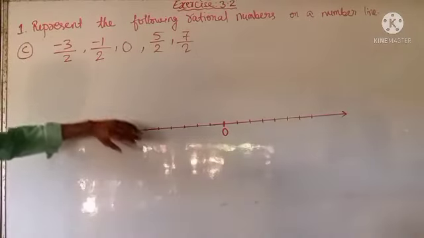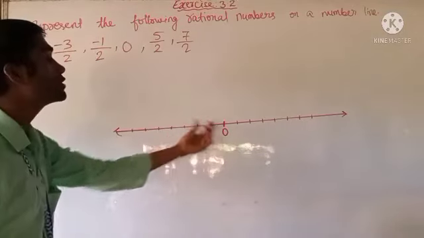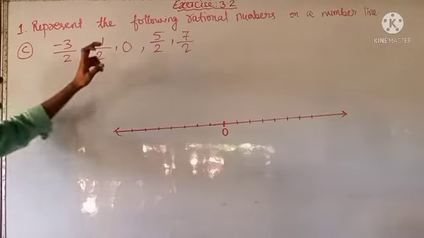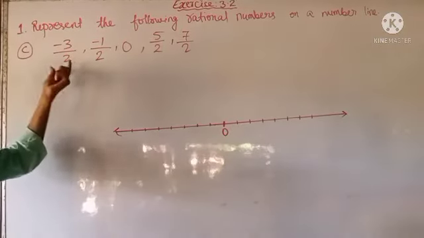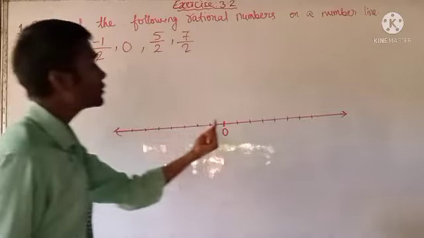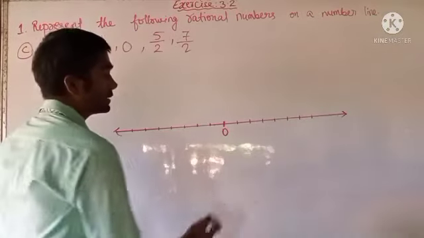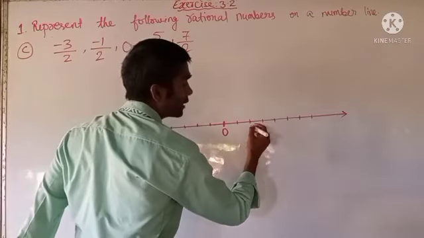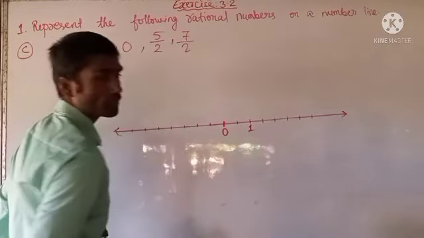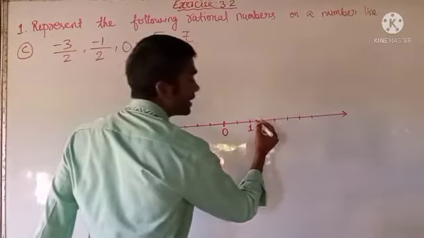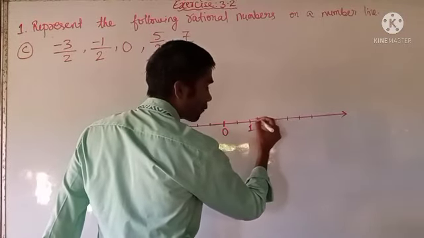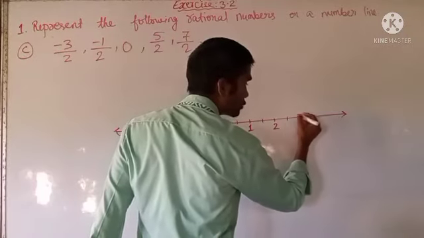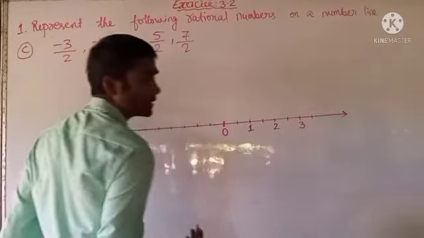Now here how are we going to number them? We'll look at the denominator. That much unit we are going to take. So here the denominator is 2, so after 2 units we are going to take 1. That means 1, 2, this is the second unit, so we are going to take here 1. Now again after 1, 2, the second unit we are going to take as 2. Here also again 1, 2, we are going to take the second unit as 3.